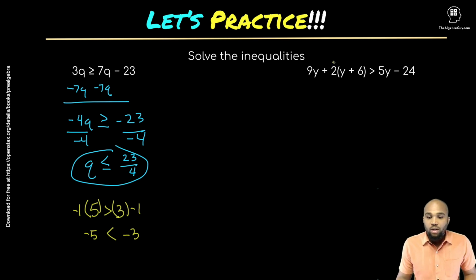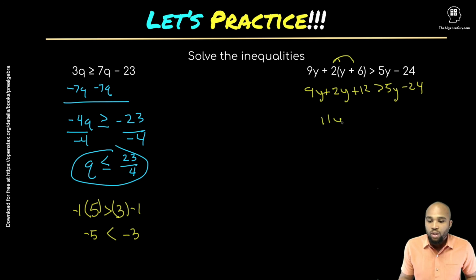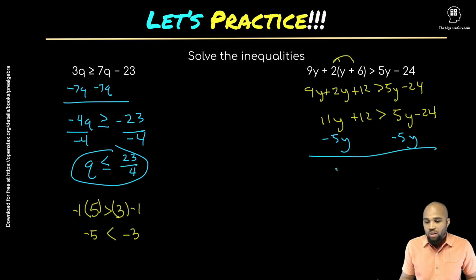All right, now let's go ahead and go to this one and distribute. That's the first thing I jump to. 2y plus 12 greater than 5y minus 24, and don't forget your 9y in the beginning. So combining like terms, 9 plus 2 gives me 11y plus 12 is greater than 5y minus 24. I want to get my y's on the same side, and I'm going to do that by subtracting 5y, and that leaves me with 6y plus 12 greater than negative 24.